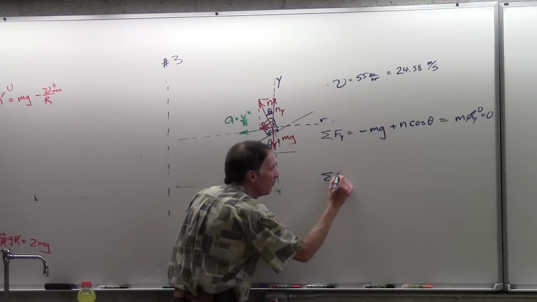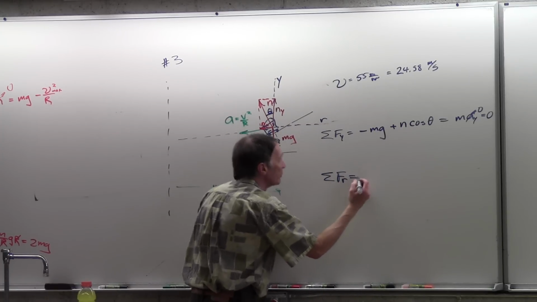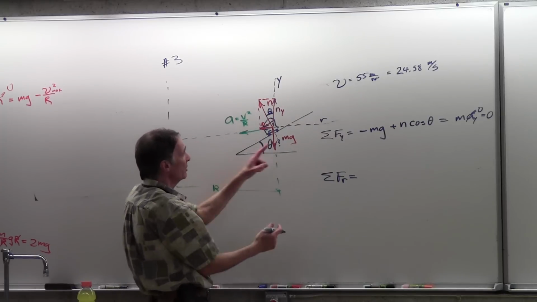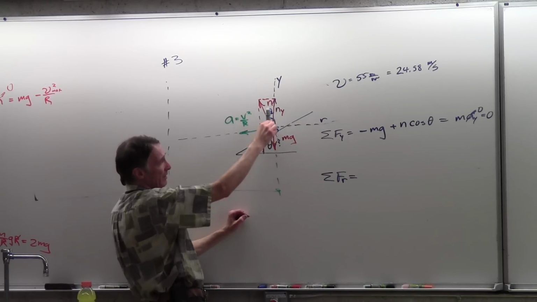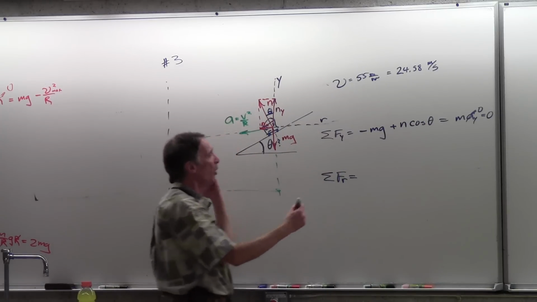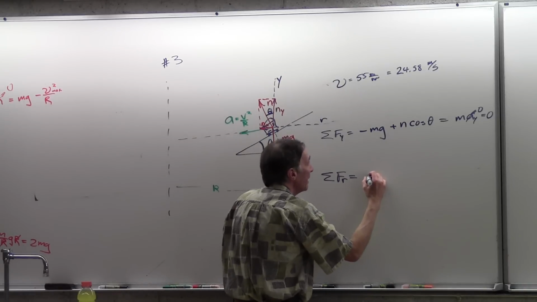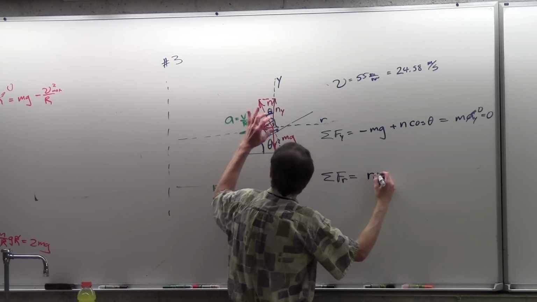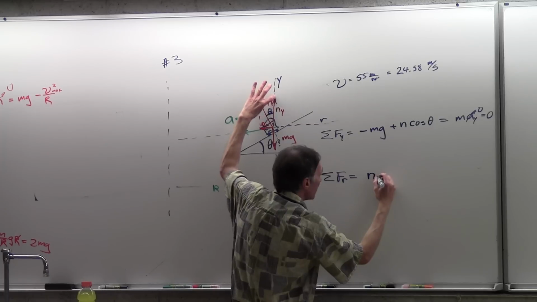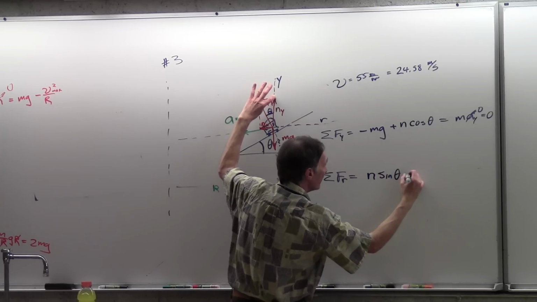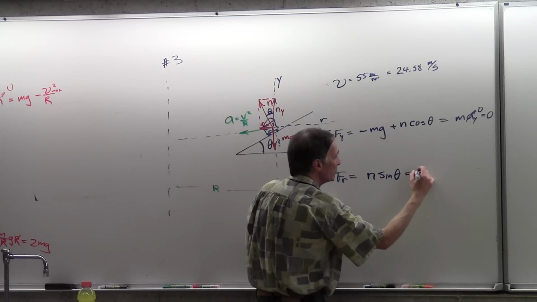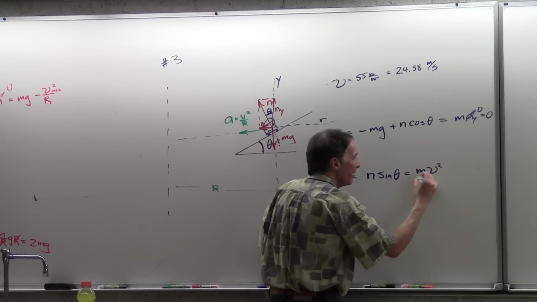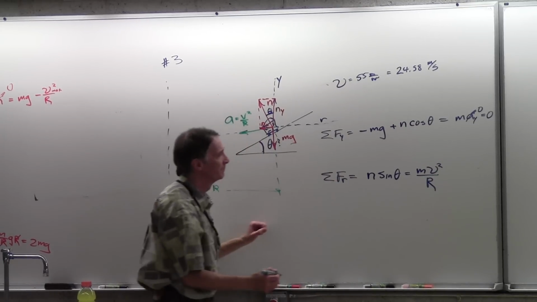And let me come back to this one. Let's do the sum of the forces in the radial direction. In this direction, I just have one. mg is straight down. I've got a component of the normal force. That's going to be n times the side opposite here, which is times the sine of theta. And that should be equal to mv squared all over r.